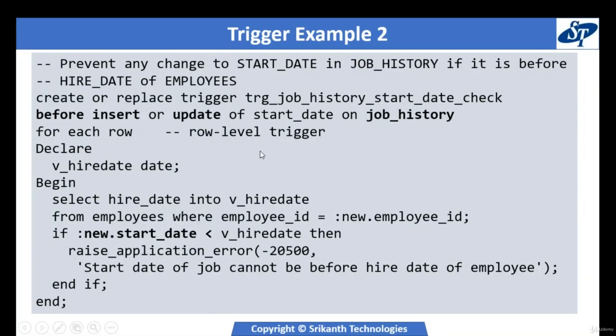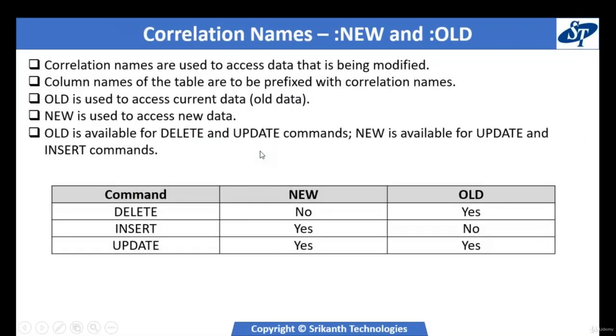And coming back, the next one is about the correlation names. The correlation names called new and old are used to access the data that is currently present and the data you're putting into that row. So new always refers to new data, old refers to existing data. But depending on the DML operation, new is not available sometimes, old is not available sometimes. As you can see, it's very simple.